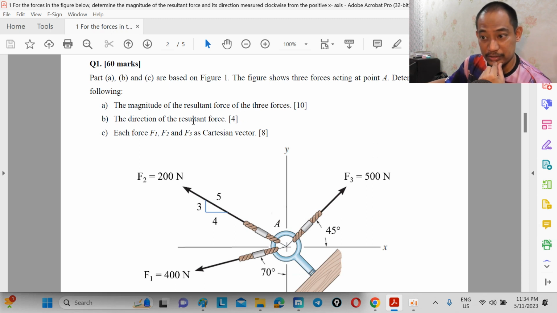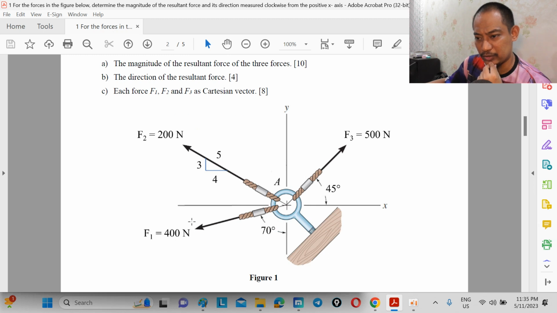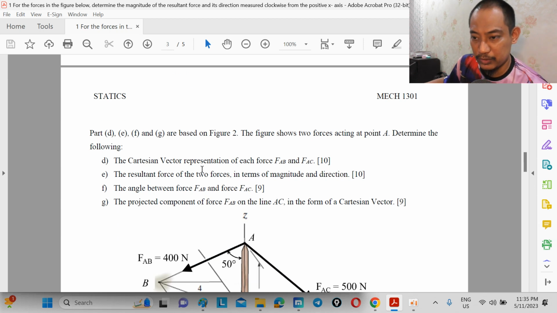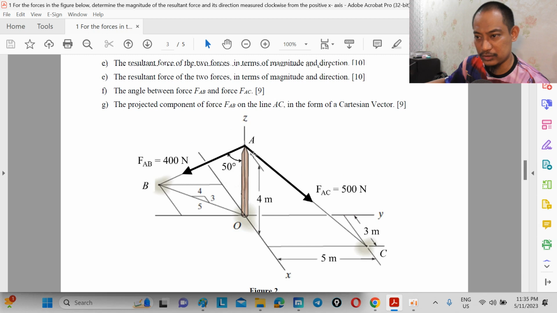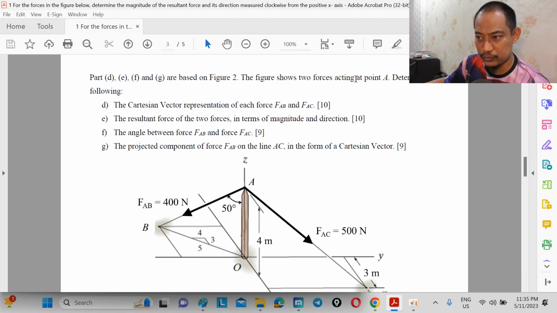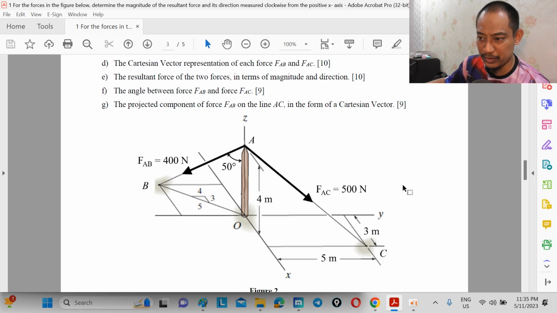You need to find the direction, meaning the angle of the resultant force, because this is in 2D, so you have to provide theta, and then find F1, F2, F3 as Cartesian vectors, meaning that we have to express all of this in Cartesian vector i, j, k. Second part of this question, parts D, E, F, G, is based on figure 2, which is this one. Two forces acting at point A, determine the following Cartesian vector representation. Okay, so we have to get these two in Cartesian vector.